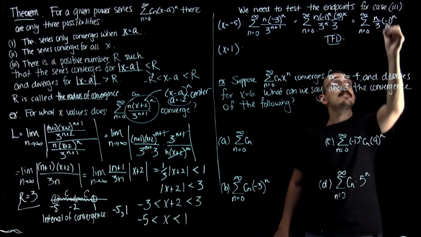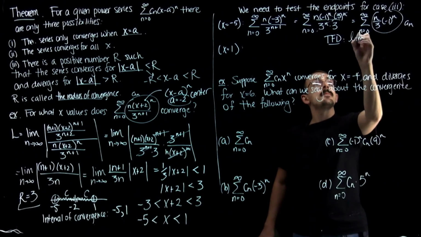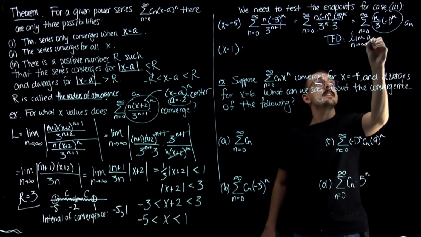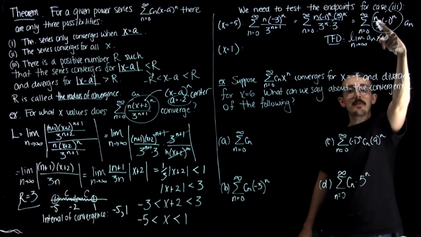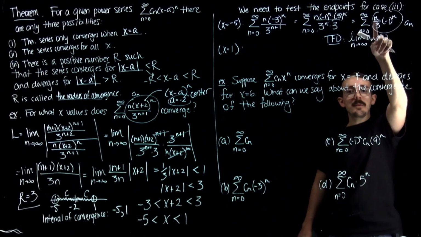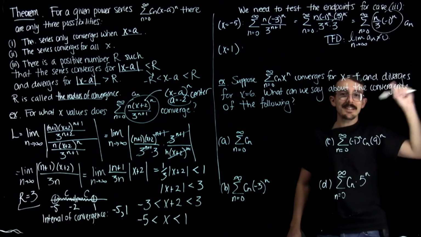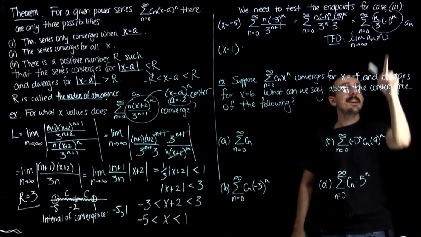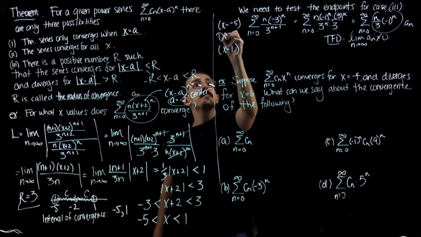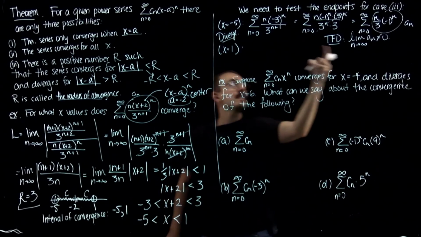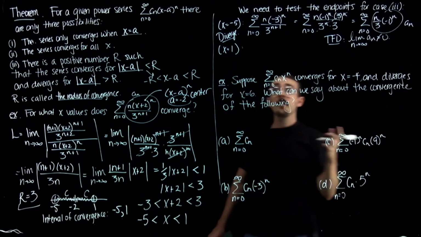By the test for divergence, if this is my a sub n, the limit as n goes to infinity of a sub n is not equal to 0, right? Here I have n over 3. That limit's going to go to infinity, and then this is just going to oscillate back and forth between negative and positive giant numbers, basically. This doesn't go to 0, so this means that we diverge here. And the reason I gave is by the test for divergence. Take the a sub n to infinity, diverges.